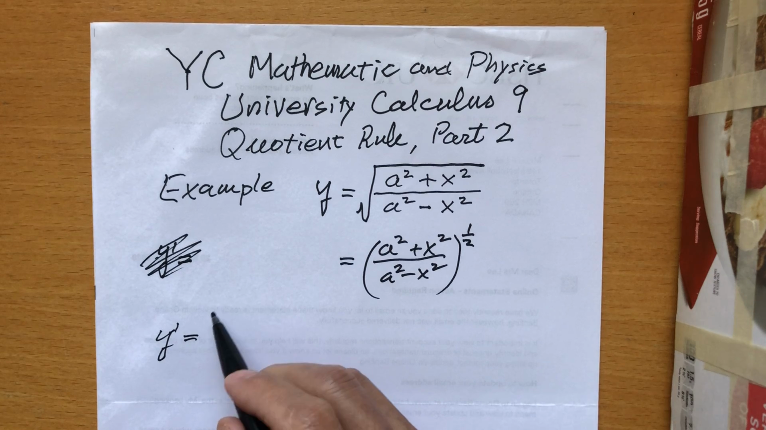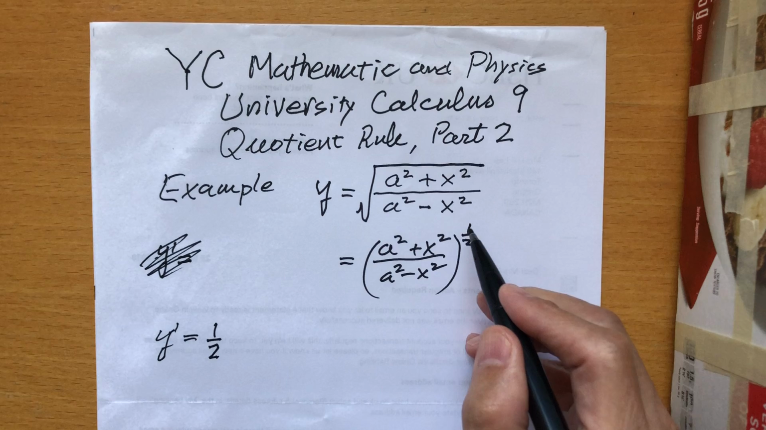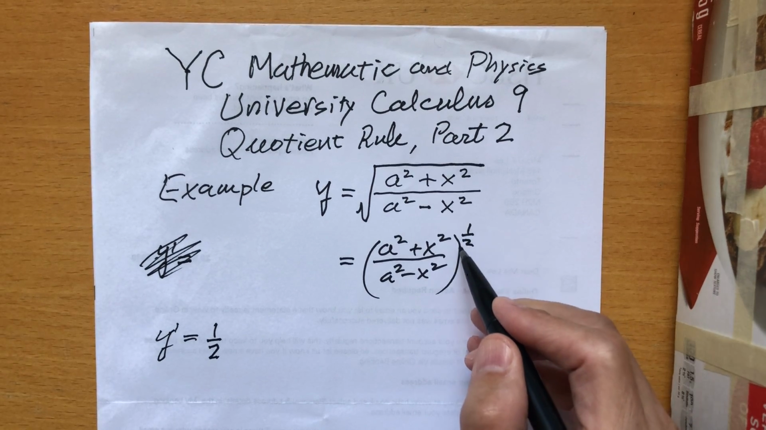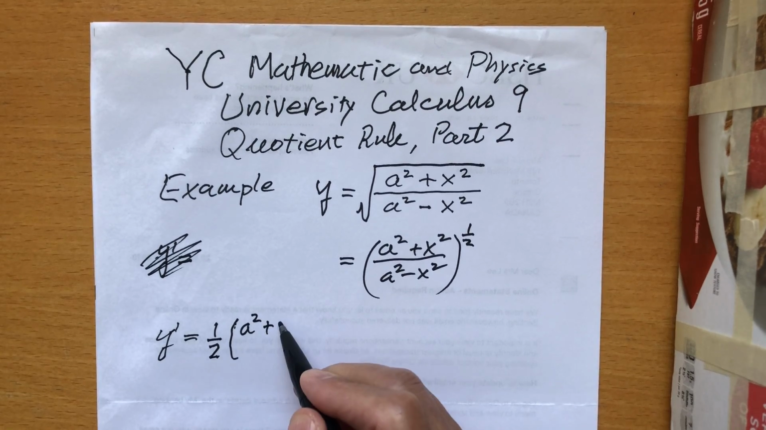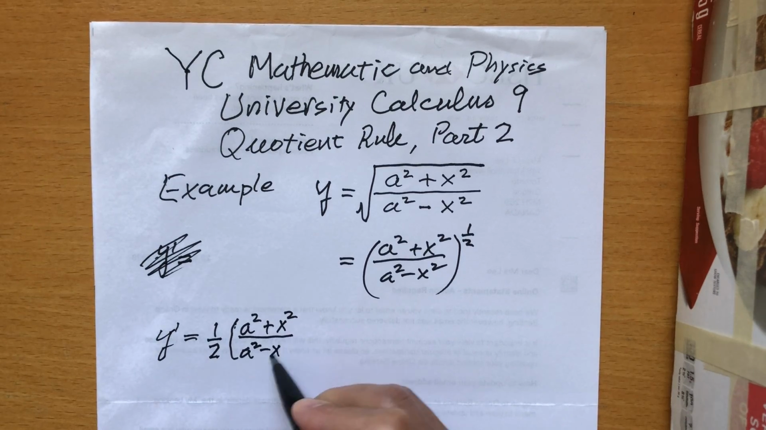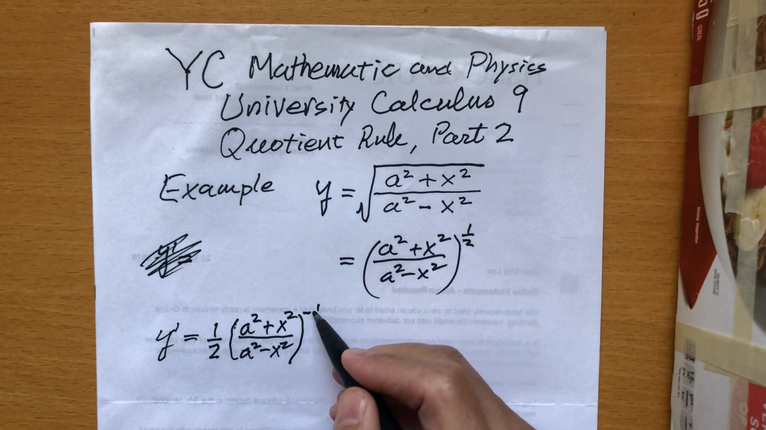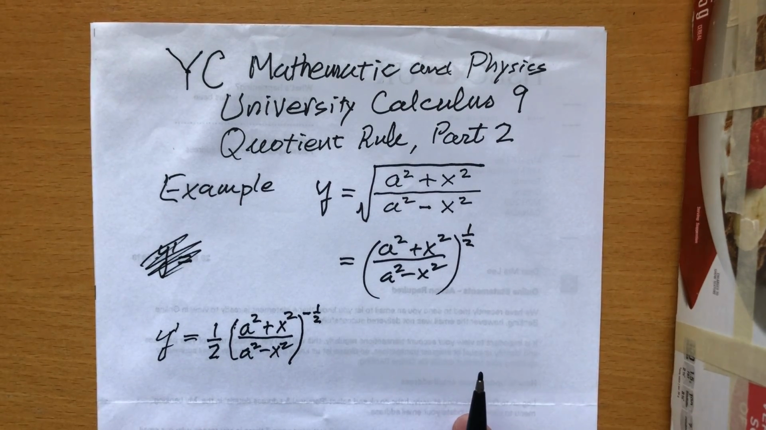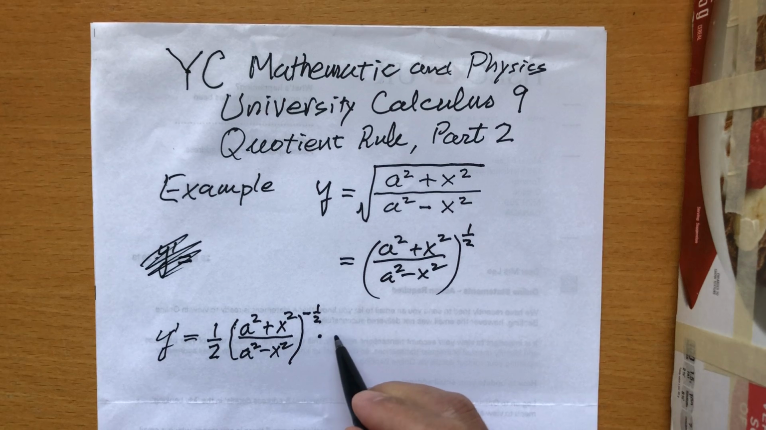Then I have 1/2, and the exponent is reduced by 1. So 1/2 minus 1 becomes negative 1/2. The general power rule tells me I need to do the derivative of this, so followed by the derivative of the inside. So I do that.